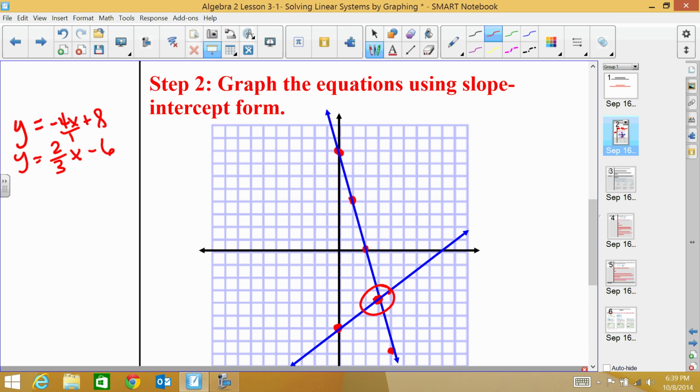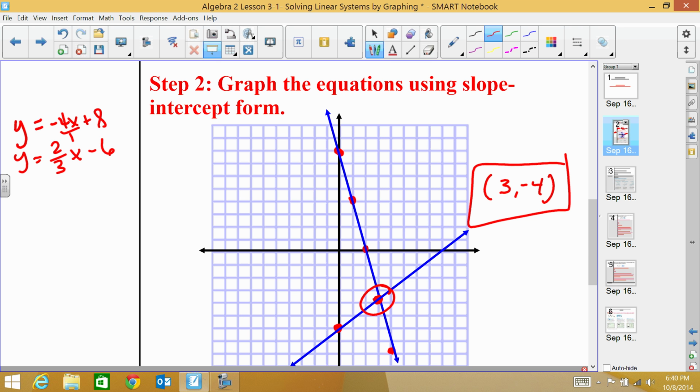So if you were telling someone, go to this point, what would you say? You would say go over 1, 2, 3, and down 1, 2, 3, 4. So my solution is 3, negative 4. That is the solution to the system.